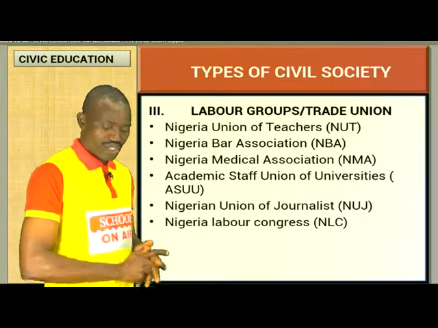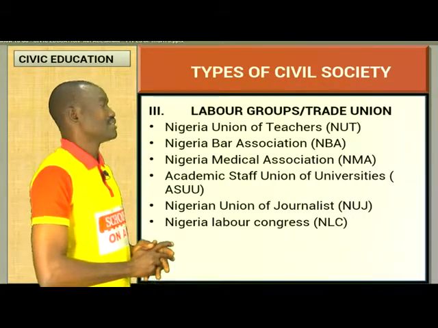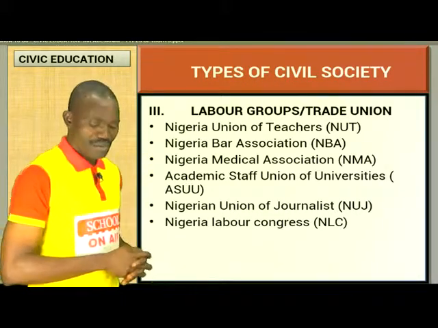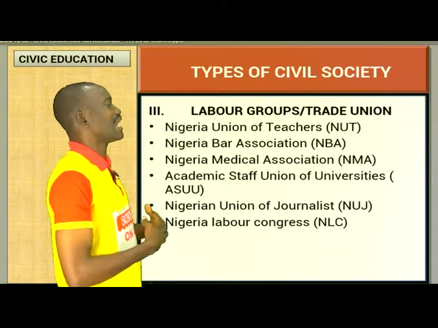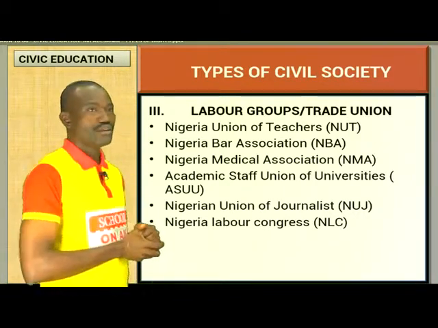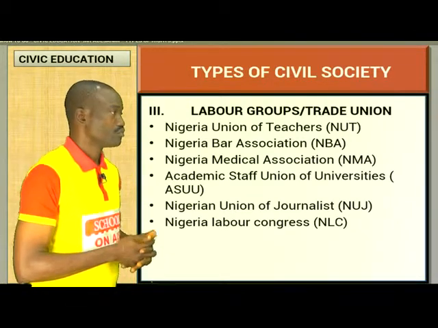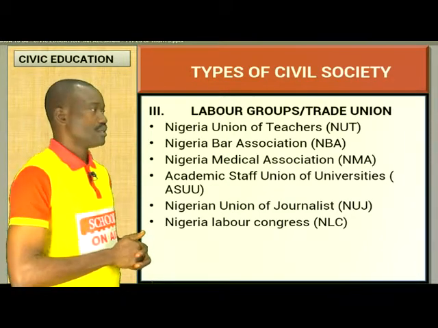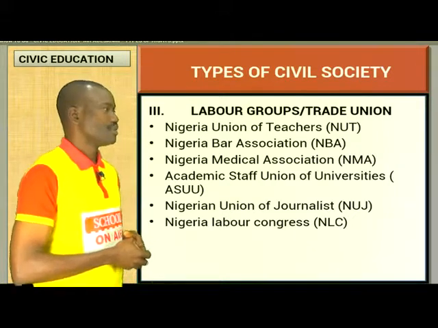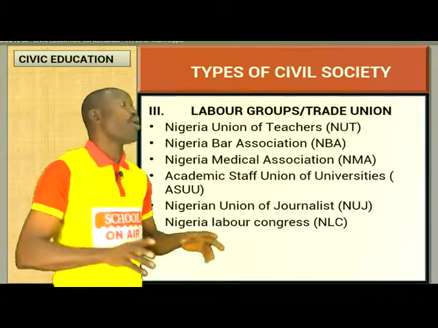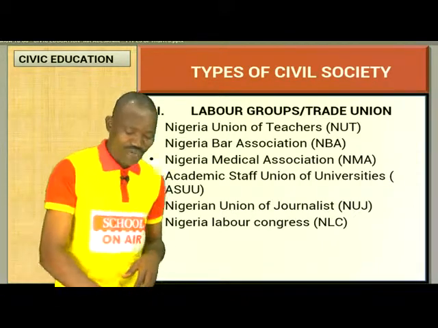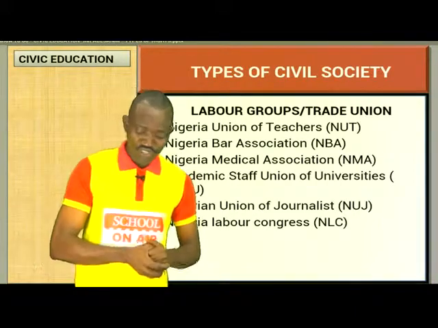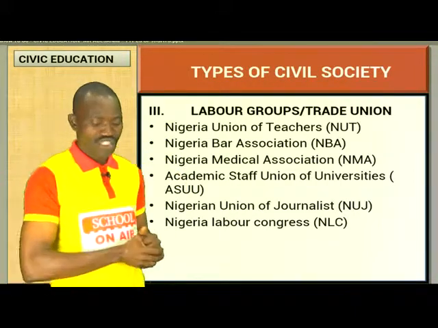Number 2, we also have Nigeria Bar Association, that is Association of Lawyers, who also fight for the interest of their members. Number 3, the Nigeria Medical Association, NMA, comprising all doctors. We have the Academic Staff Union of Universities, that is all lecturers in the nation's universities. We have the Nigerian Union of Journalists, comprising all journalists. We also have the Nigerian Labour Congress, that is all workers in Nigeria belong to this group. That's another civil society.